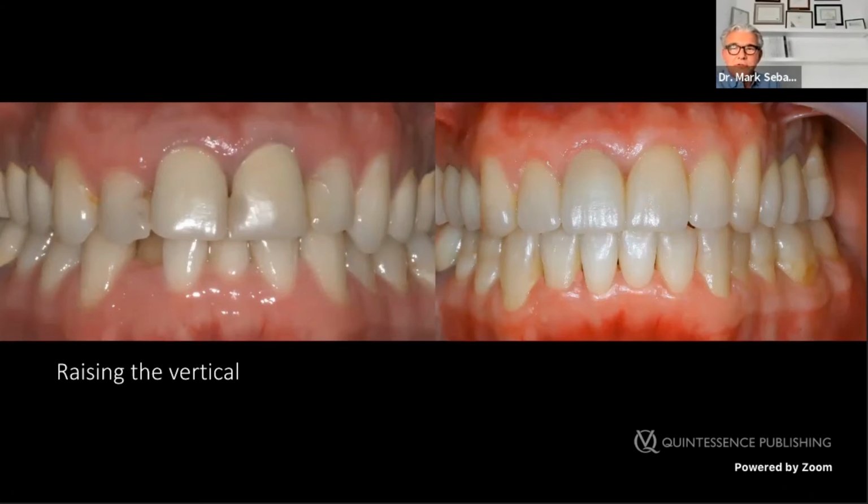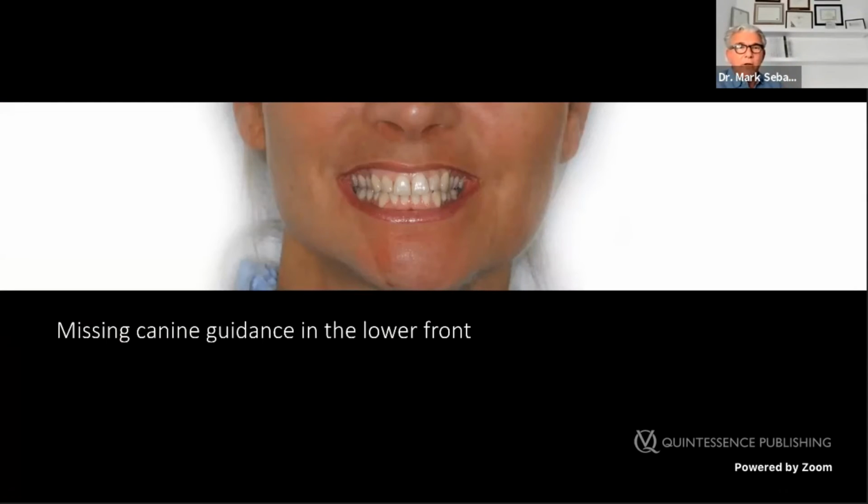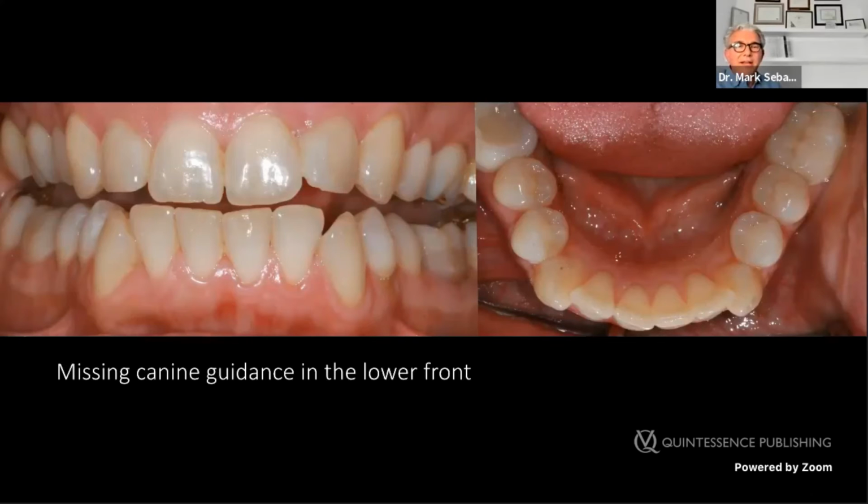Before and after, as you can see in the molars, we added some ceramic to raise the vertical dimension. Okay, and here some canine guidance is missing in the lower front. They're in the wrong position, and the patient was saying she's looking like a vampire. And she wanted to have some solutions.